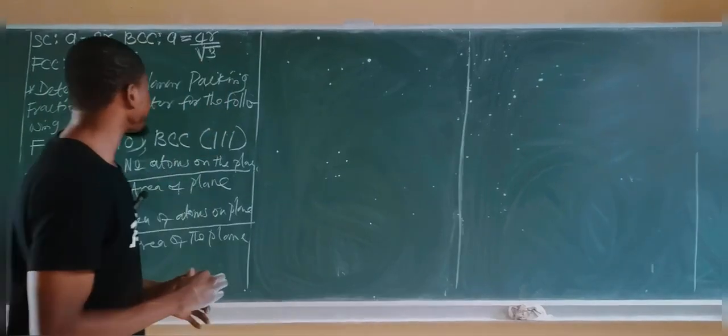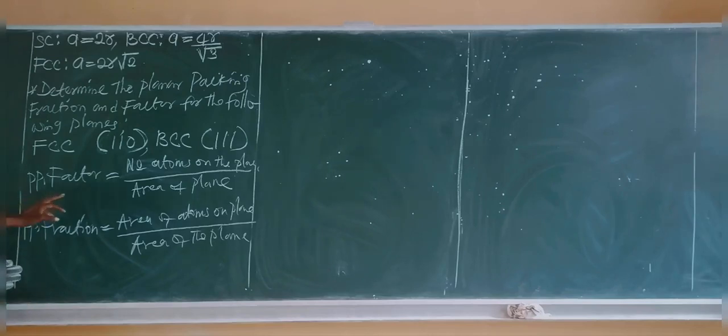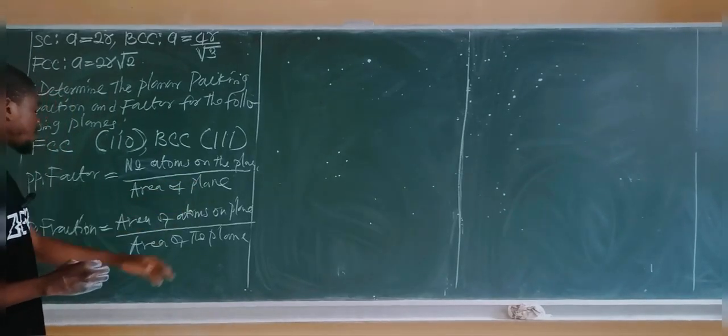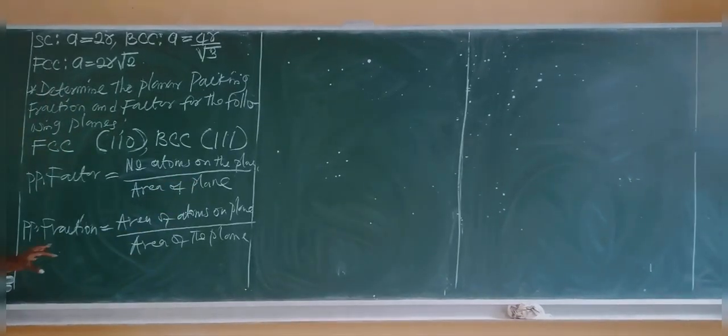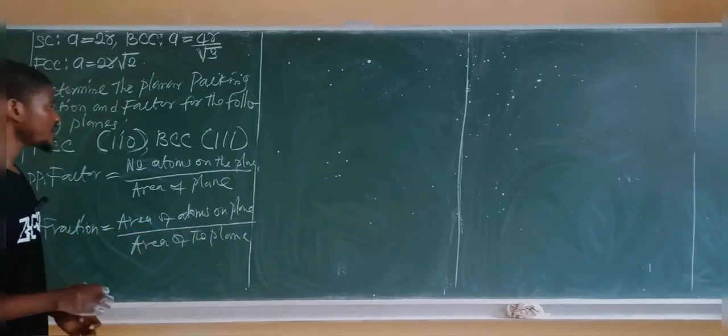All right, so let's say we are given this problem on the board. It says determine the planar packing factor and fraction for the given planes. So you have FCC 110, you have BCC 111. Not forgetting, planar packing factor is given as the number of atoms on the plane all over the area of the plane, whereas planar packing fraction is given as the area of the atoms on the plane all over the area of the plane.